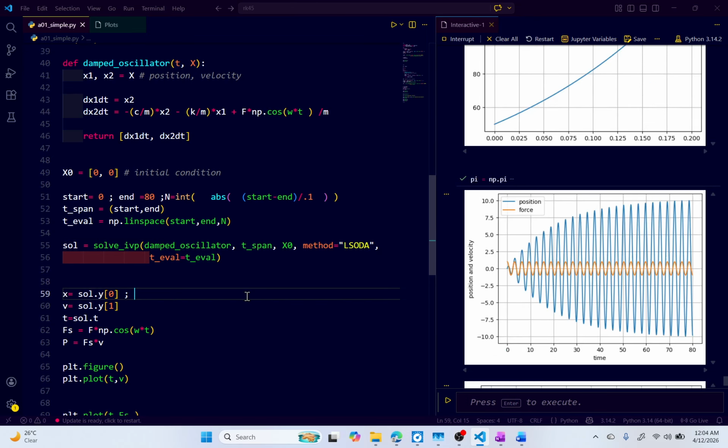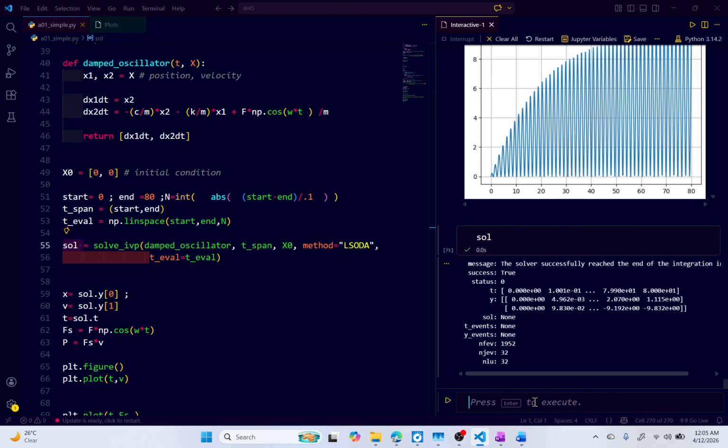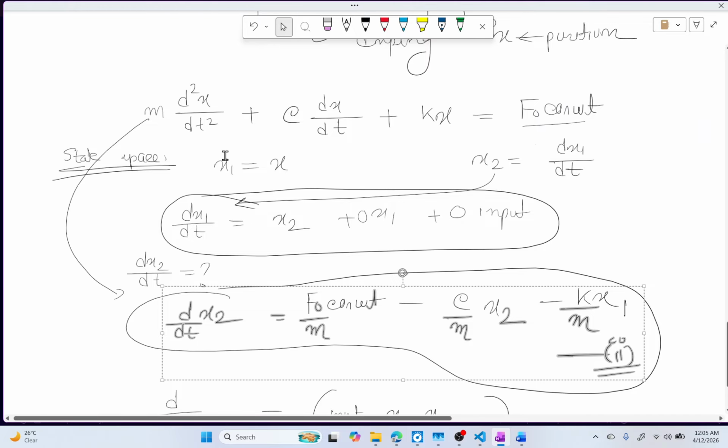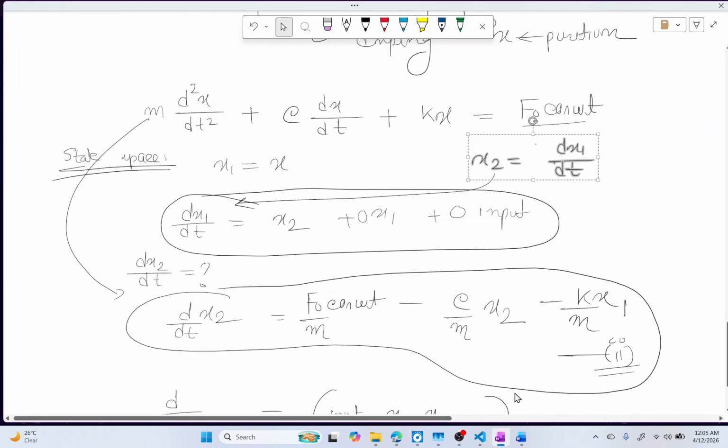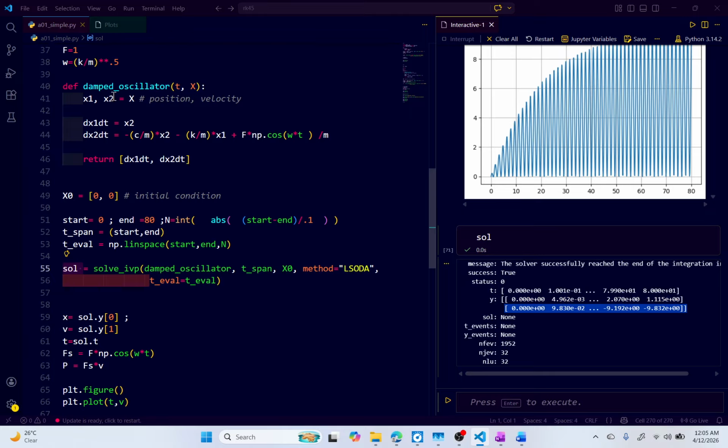And now if I run this code, let's see what is inside sol. Similarly, inside sol you have time, but now you have 2 y. Y means the output. So now what is the goal? Your goal is to find this x1 and x2, right? And this sol contains two outputs, one is x1 and another is x2, because you can see that you have two variables, x1 and x2, right?